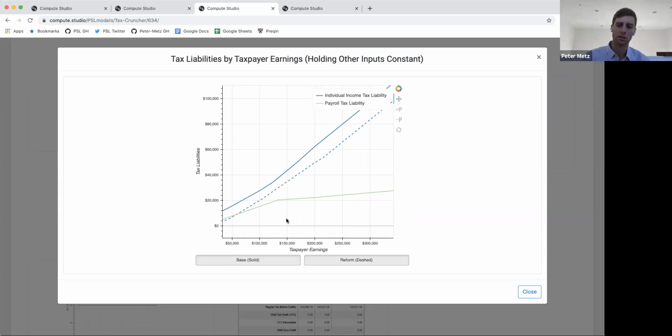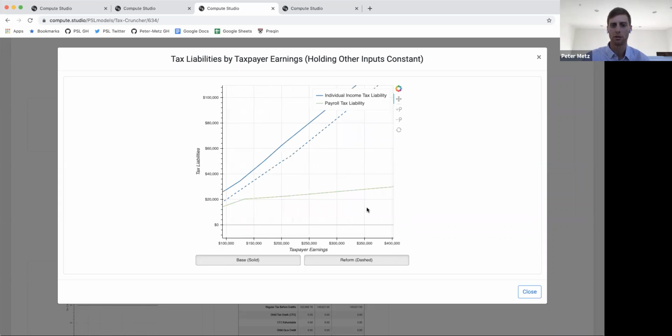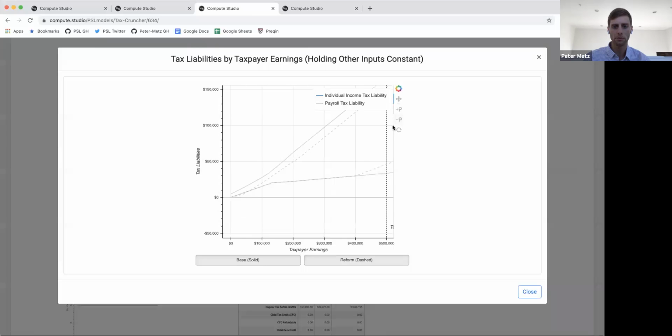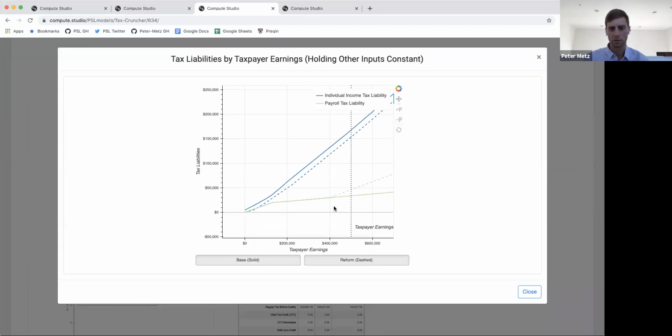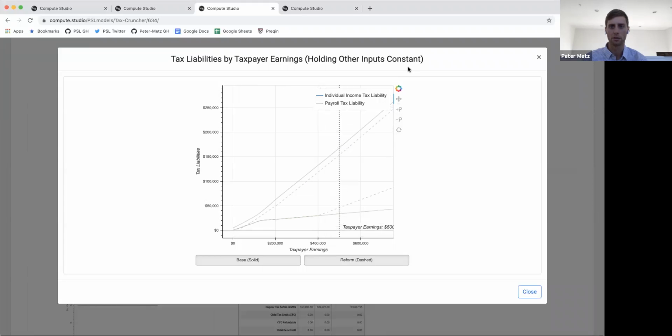This is cool because we can see across a range of incomes who's benefiting from the policy and who's going to have to pay more under the policy. Let's zoom out here a bit. With this taxpayer's inputs, we see that they get a tax break in individual income tax pretty much all the way up the income spectrum. However, starting around $400,000, they're going to have to pay more Social Security tax.